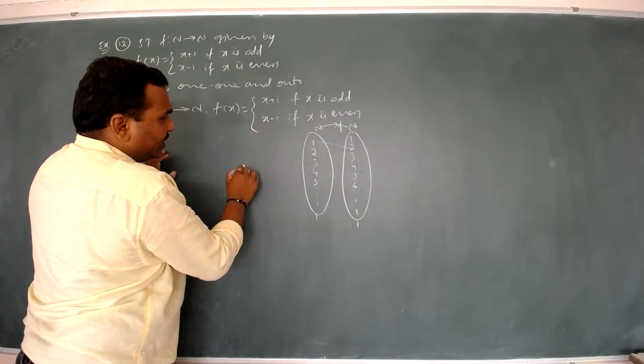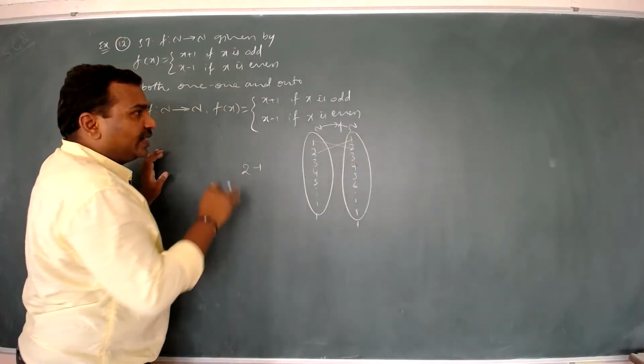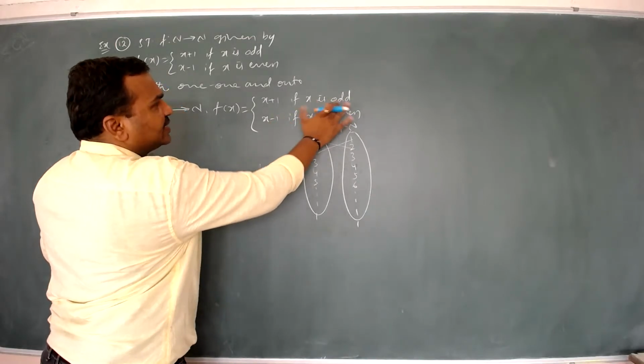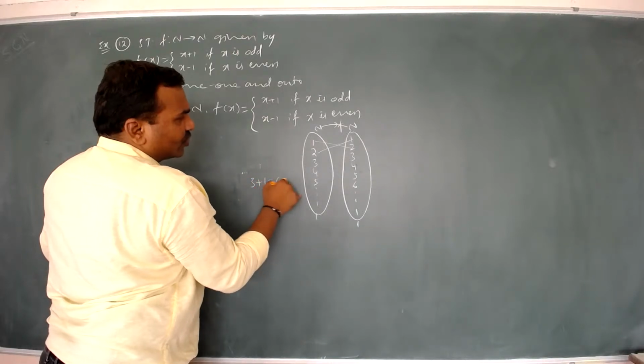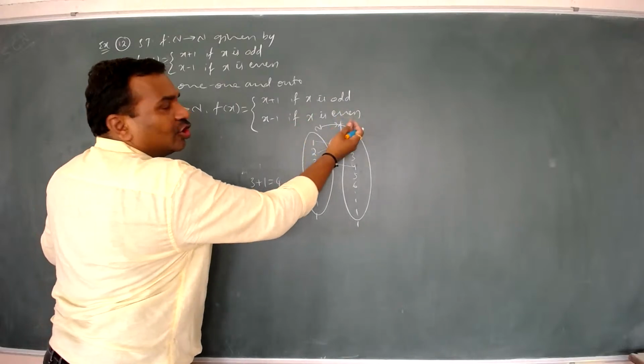x minus 1, that is 2 minus 1, 1. So 2 maps with 1. Next go for 3. Take x equal to 3. 3 is odd. If x is odd, what is f of x now? x plus 1, that is 3 plus 1, 4. 3 maps with 4.